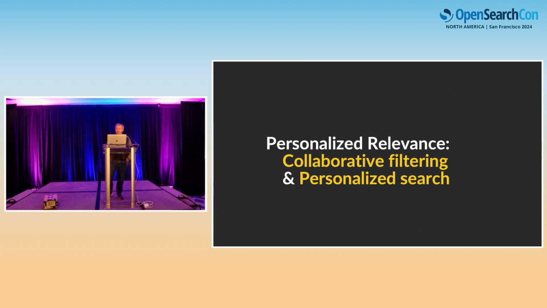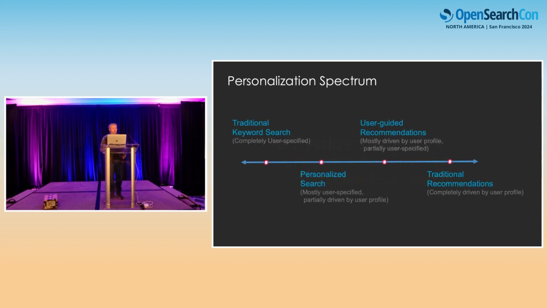Personalized relevance. So that was category 1, which was the popularized relevance signals boosting. Personalized relevance includes things like collaborative filtering and personalized search. So I tend to think of personalization as a spectrum. A lot of people think of search engines as one category of thing and recommendations as a different category. I don't see it that way. For me, it's all just matching. You've got a matching and ranking engine, and they're both doing the same thing.